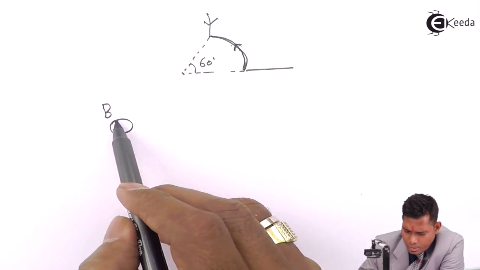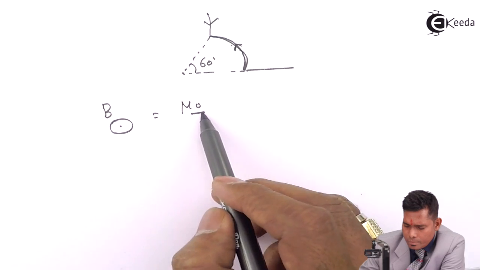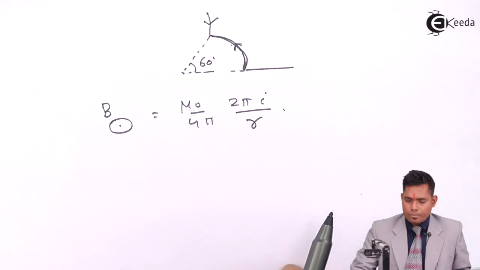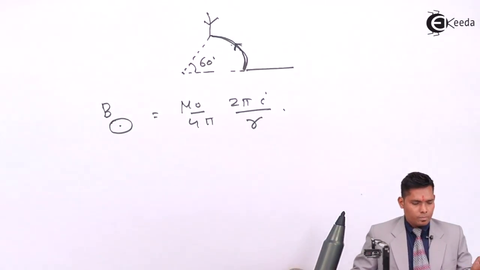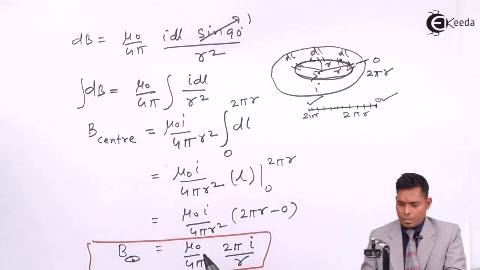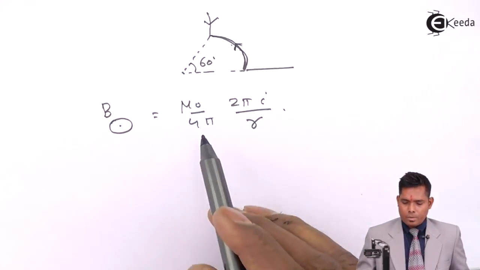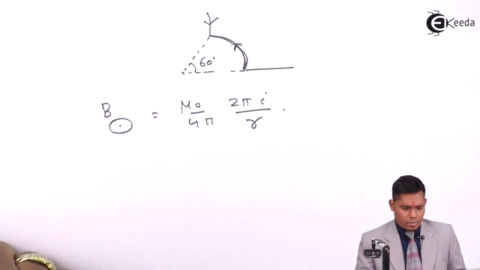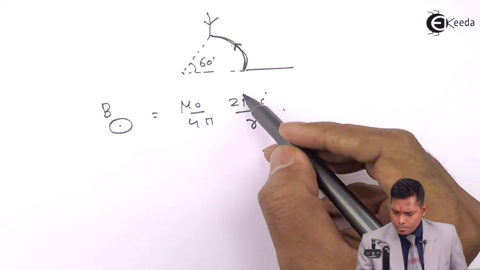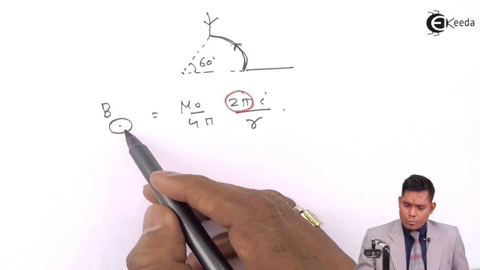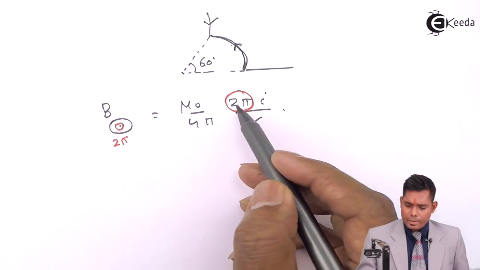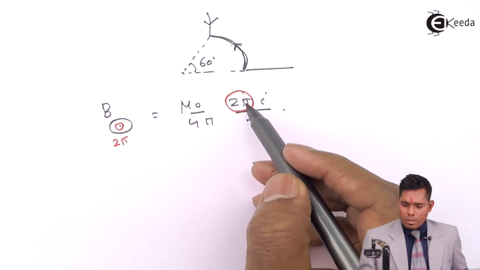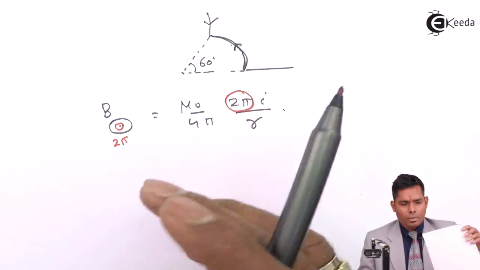The formula for full circle is, this was the formula that I will show you here, mu 0 upon 4 pi, 2 pi I by r, right? You can see one thing. For the full coil, the total angle is 360 degree or 2 pi radian, therefore it is 2 pi. When I take half circle, it is pi, so in place of 2 pi, it should be pi. So that is the answer.